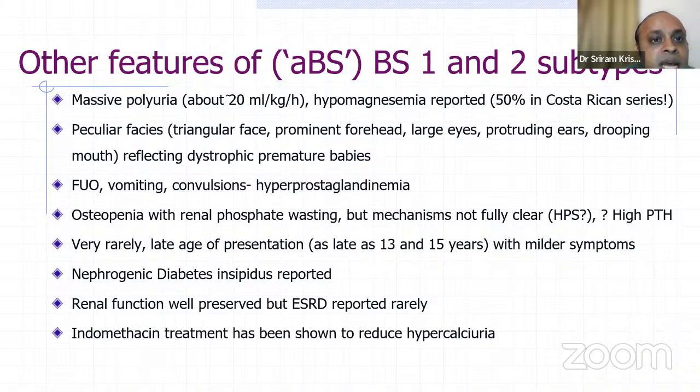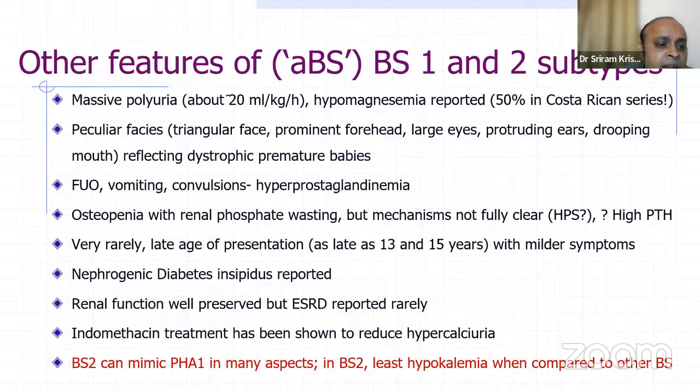Indomethacin treatment has been shown to reduce the hypercalciuria. And Bartter syndrome type 2 can initially cause a hyperkalemia, so it can mimic pseudohypoaldosteronism type 1. So later on also, the big potassium channels get activated and they push the potassium into the urine. But even then, hypokalemia is the least in Bartter syndrome type 2 as compared to the other types of Bartter. Type 2 is the ROMK.